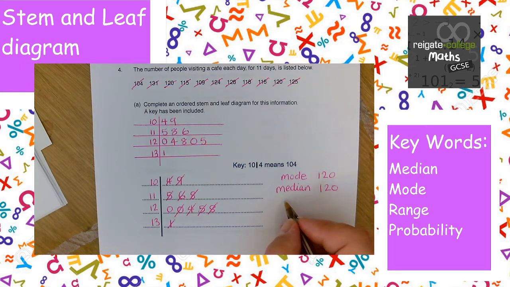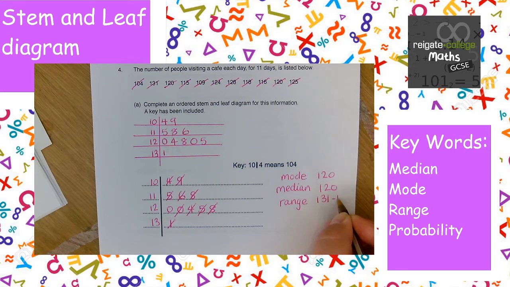I can find my range by taking the largest and subtracting the smallest value, which will give me a range of 27.